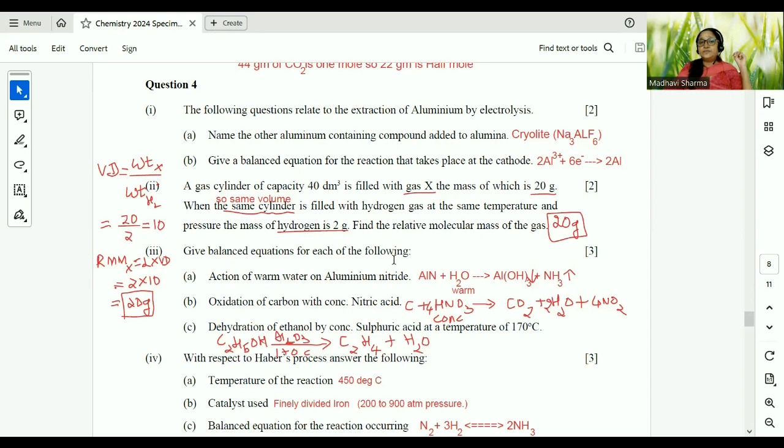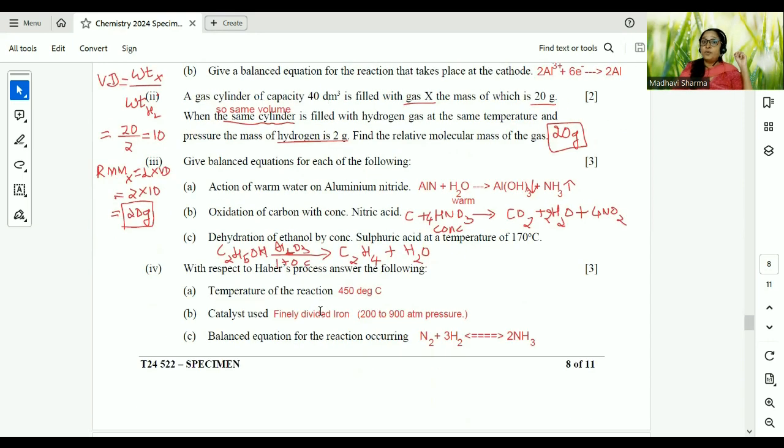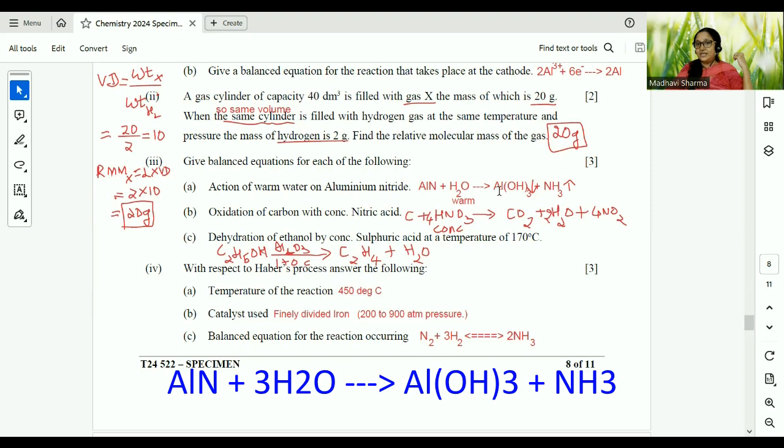Give balanced equations for each of the following. Action of warm water on aluminum nitride. The second lab preparation of ammonia: AlN plus H2O warm will give Al(OH)3, the precipitate, and ammonia, the gas.